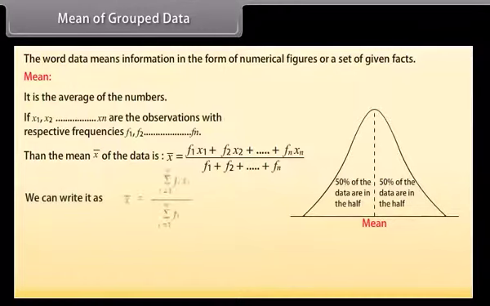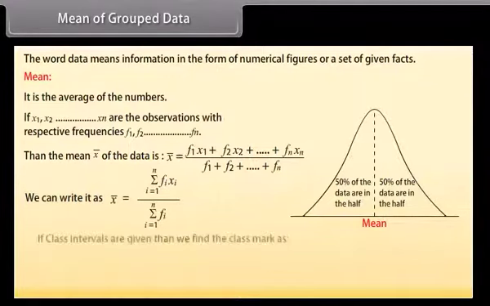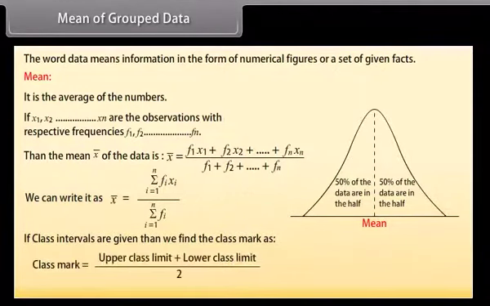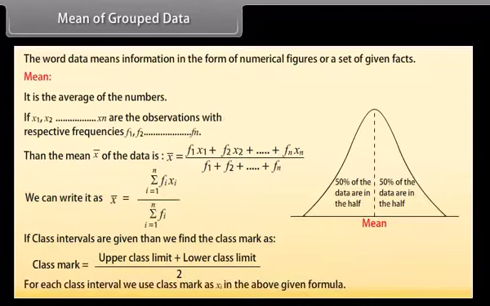We can write it as x bar is equal to summation from i equals 1 to n of the product of fi and xi, divided by summation from i equals 1 to n of fi. If class intervals are given, then we find the class mark as class mark equals (upper class limit plus lower class limit) by 2. For each class interval, we use the class mark as xi in the above given formula.